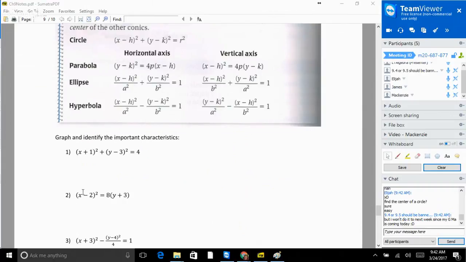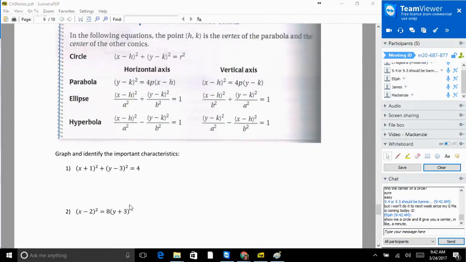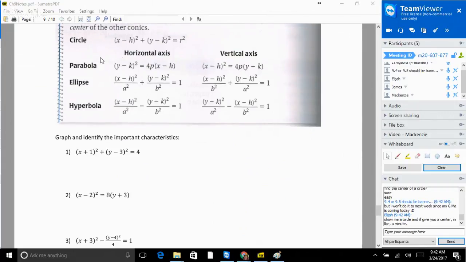Okay, so number 2, we have x minus 2 squared equals 8 times y plus 3. All right, Elijah, you're the center circle finder. What about the second one? Is this another circle or is this a different thing? This is a parabola. We don't have this nice x squared, but we're not dividing by anything, so by process of elimination, we know it is a parabola. Now, is it a horizontal parabola or a vertical parabola? This appears to be a vertical parabola.